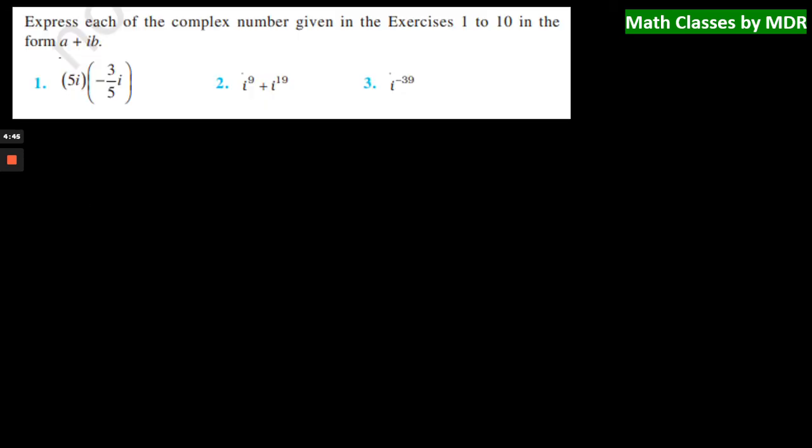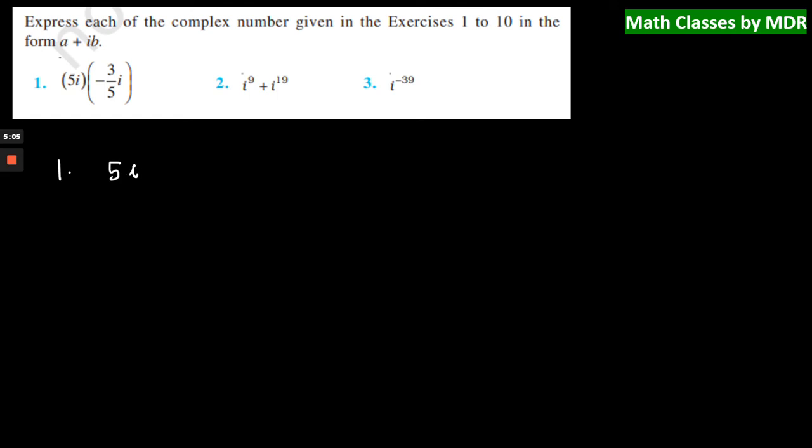Now let us start solving the problems from the exercise. Here is the first problem. For all these problems, express each of the complex numbers given in exercises 1 to 10 in the form a plus ib. So we have to represent these numbers in the form a plus ib.